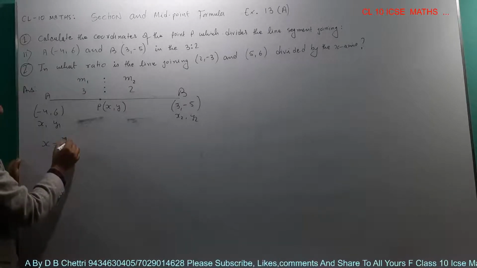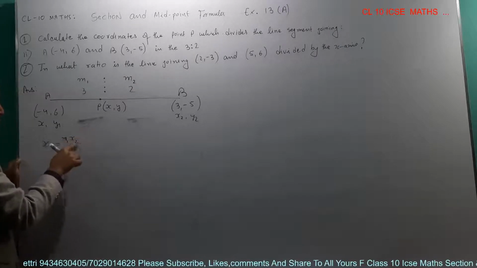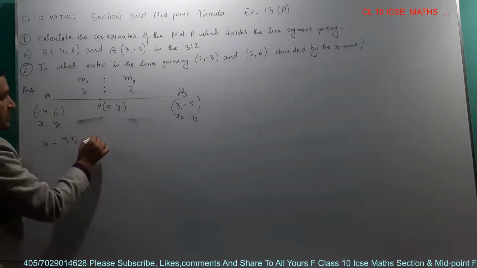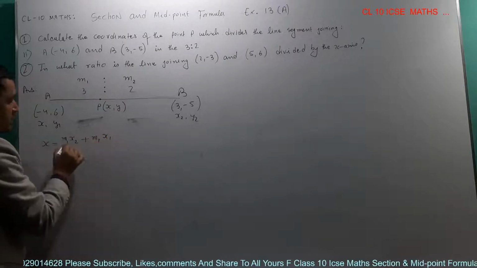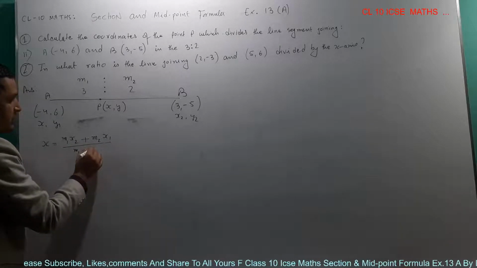If m is 1 and you are finding x, then always multiply with x. Here x is 2; their numbers must be different. Okay, m is 1, x is 2, then plus m2 x1, divided by the sum of the ratio, m1 plus m2.